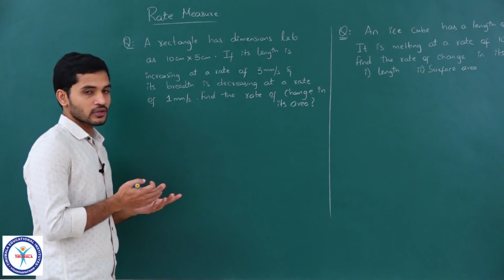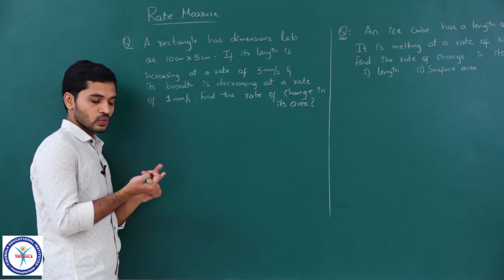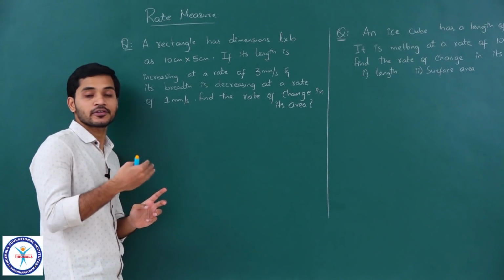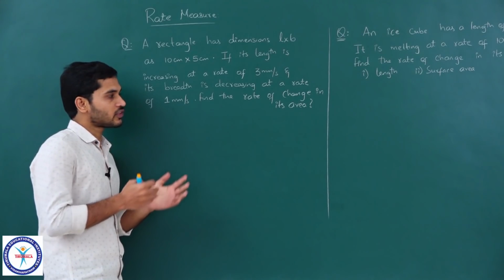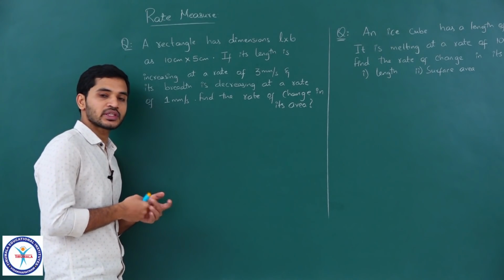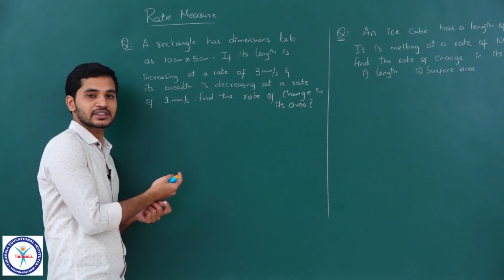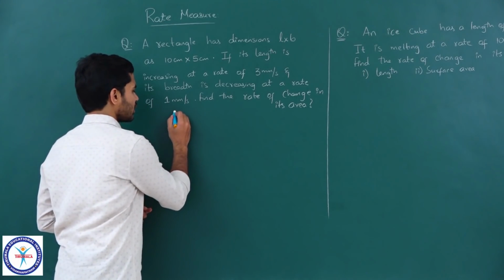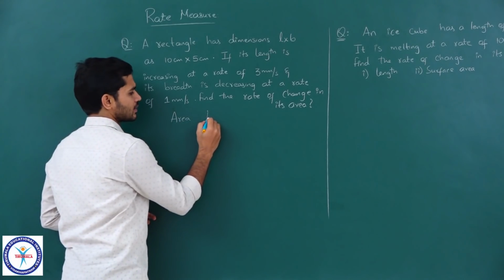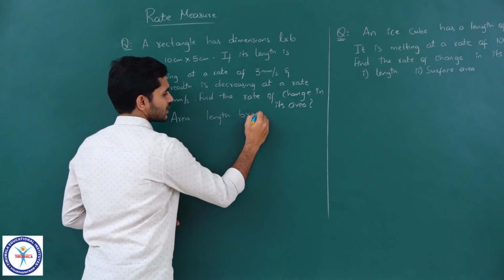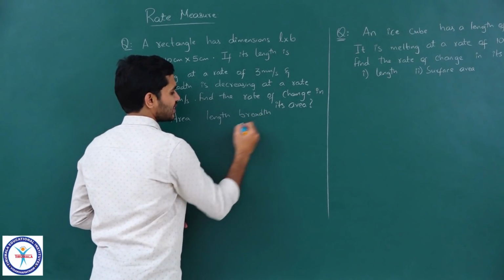First of all, we have length which is changing, we have breadth which is changing, and we need to find the rate of change in area. So first, if I have to find the relation between their rates, I need to find the relation between the quantities itself, right? So I have area, length and breadth. So what is the relation between these three quantities?